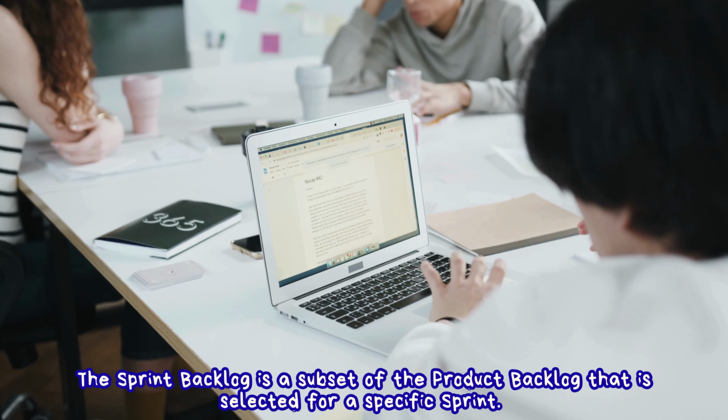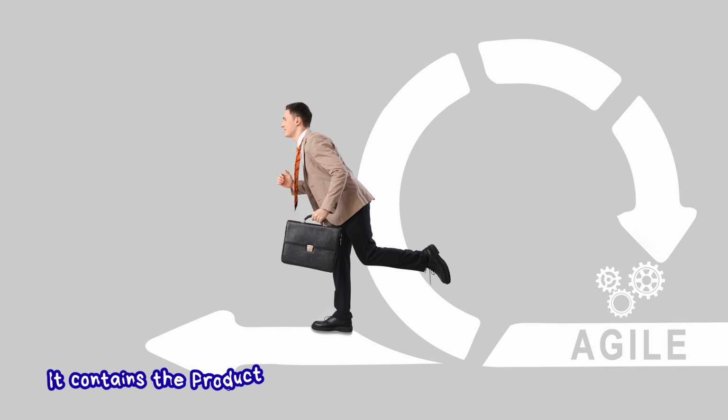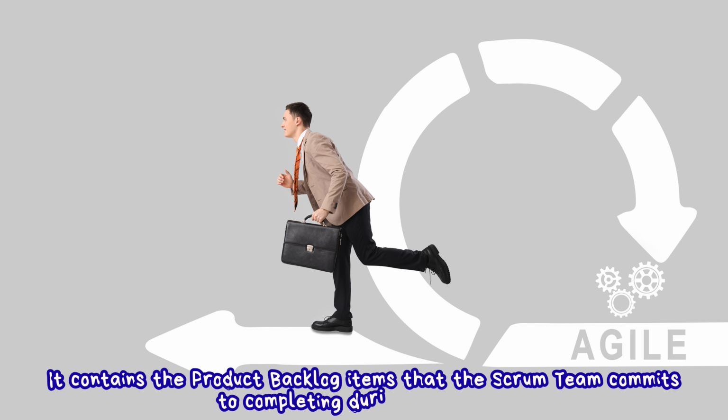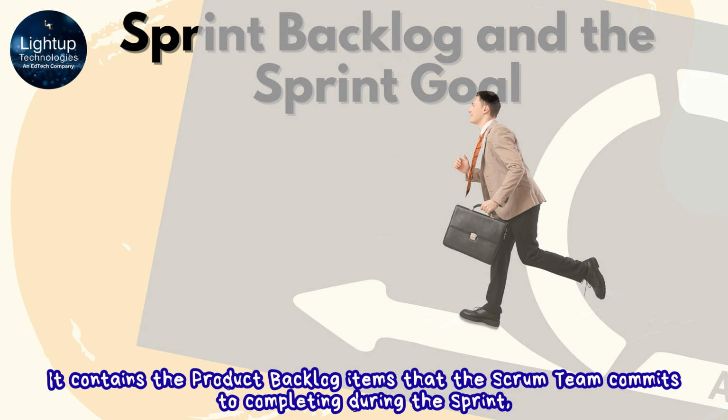Sprint backlog and the sprint goal. The sprint backlog is a subset of the product backlog that is selected for a specific sprint. It contains the product backlog items that the Scrum team commits to completing during the sprint, along with a plan for delivering them. Commitment to the sprint backlog: the sprint goal. The sprint goal is the commitment associated with the sprint backlog. It represents a single objective that the team aims to achieve by the end of the sprint.